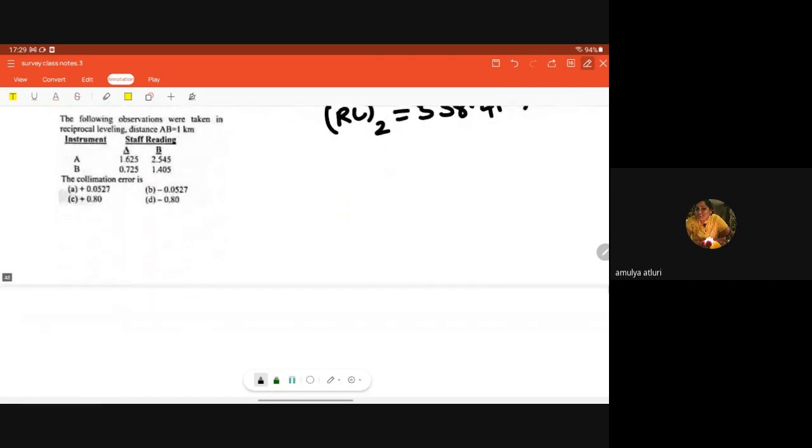So the next question asked: the following observations were taken in reciprocal leveling. The distance between A and B is 1 kilometer. The instrument and staff readings have been given. They are asking us to calculate the collimation error. So in reciprocal leveling, we know how to calculate the error. The distance given is 1 kilometer, right? Distance AB is equal to 1 kilometer.